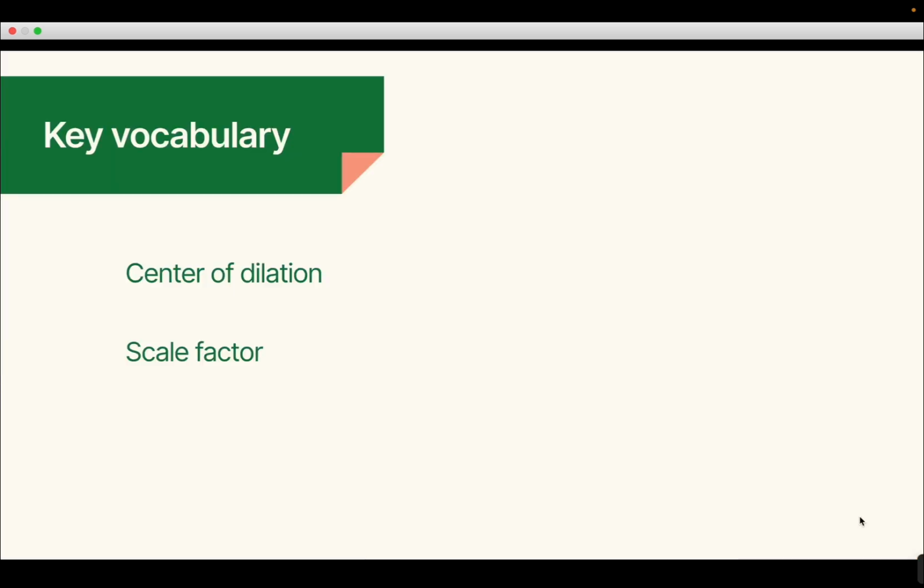Before we start working with dilations, we need to understand two key vocabulary terms. The first is the center of dilation. This is a fixed point that the entire image stretches away from or shrinks toward. Every point in the figure moves along a straight line from its center point. The second one is the scale factor. This number tells us how much the figure gets larger or smaller. The two ideas, center and scale factor, guide every dilation.